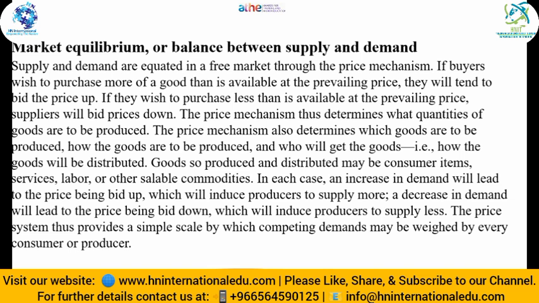If the buyers wish to purchase more of a good than is available at a prevailing price, they will tend to bid the price up. If they wish to purchase less than is available at the prevailing price, suppliers will bid the prices down. And the price mechanism thus determines what quantities of goods are to be produced.